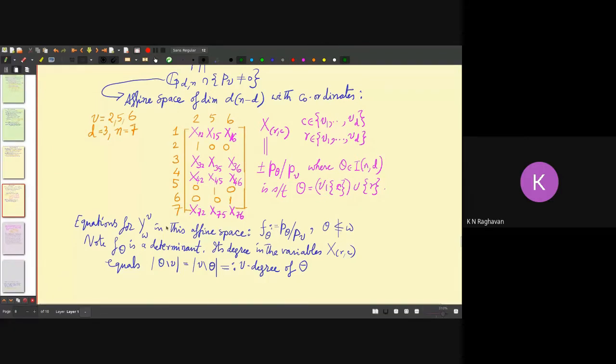At least if you look at it from this point of view, there seems to be no rhyme or reason why they should appear. But if you look at it from the Schubert varieties point of view, they get unified very naturally.